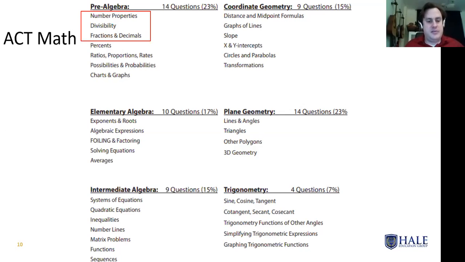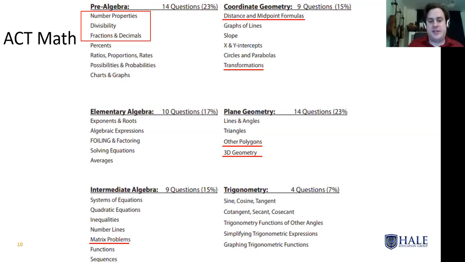Elementary algebra, which is like exponents and stuff, SAT and ACT, they all test that stuff. Intermediate algebra, the SAT doesn't test matrices or functions or even number lines. Should have underlined that. In coordinate geometry, the SAT does not test distance and midpoint or transformations.